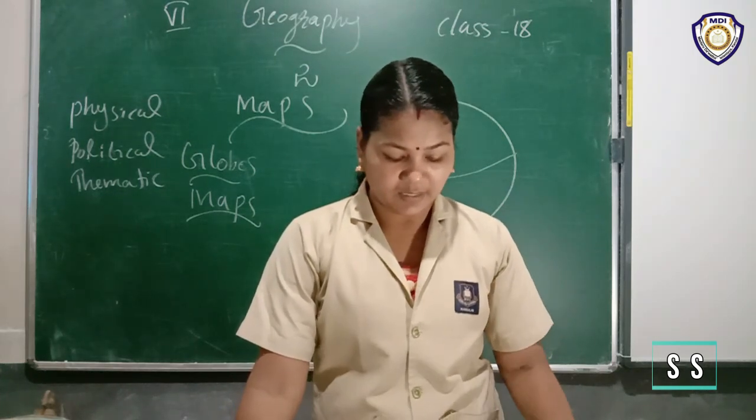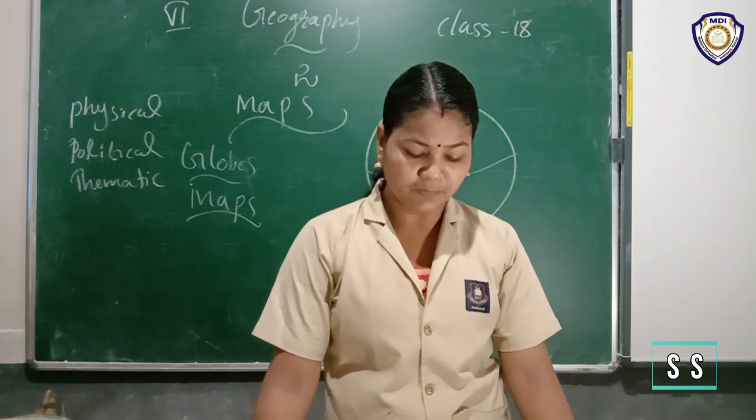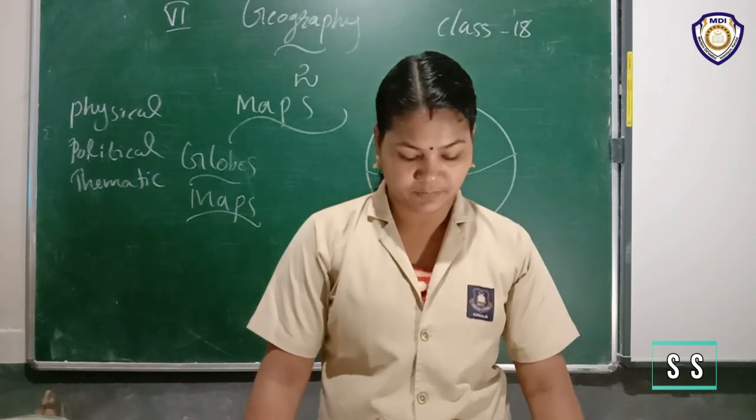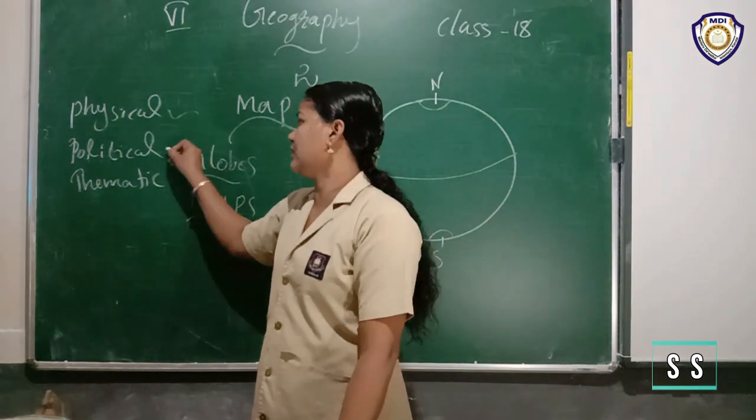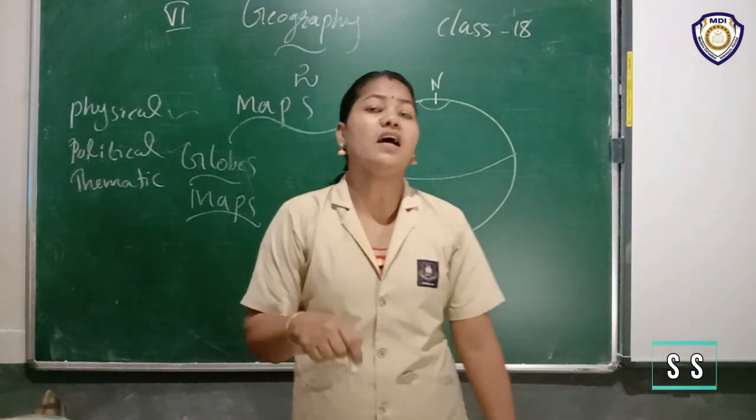What are included? Like mountains, plateaus, plains, rivers and so on. The next one is the political map. The physical map is over, then moving on to another map, that is the political map.